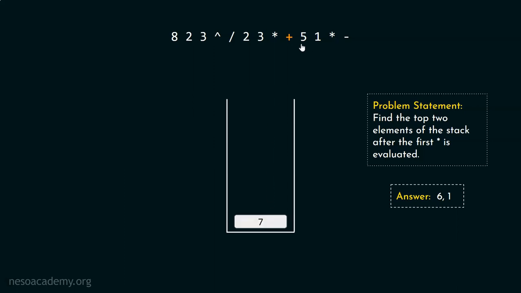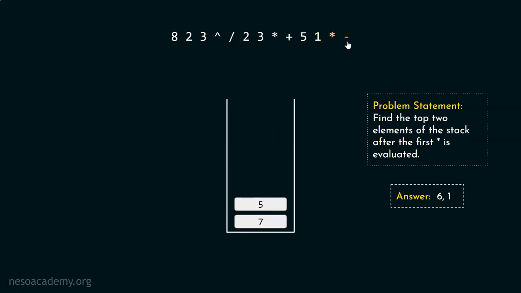Now the next step is, of course, to scan the next symbol. Next symbol is 5. We'll push this symbol onto the stack. Then we'll push this symbol onto the stack. And then after this we have a star operator, which means multiplication. We'll perform the multiplication of these two operands, that is 5 into 1. 5 into 1 is 5. We'll push this symbol onto the stack.